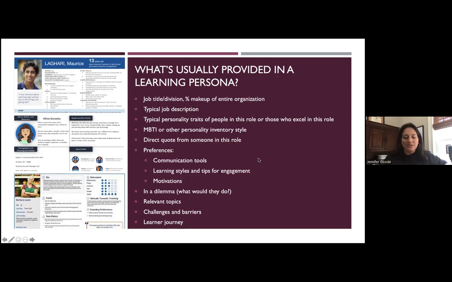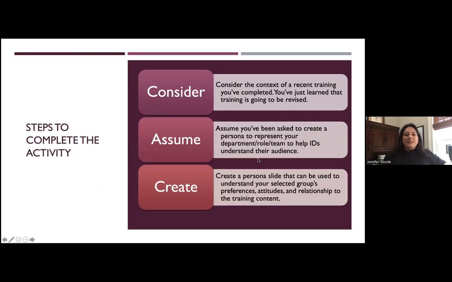Okay, so here's the thing. Here's your activity, or here's your challenge, or it can be your homework. We can do it however you want. But consider a recent training that you've been to, okay? Consider that there's a training that you've just been to and your training team has contacted you, said we're about to redesign the training.